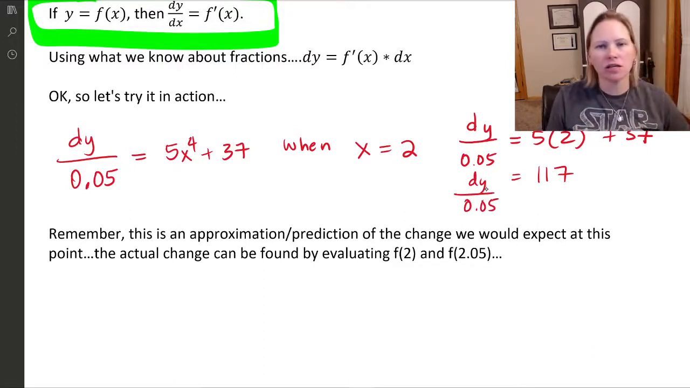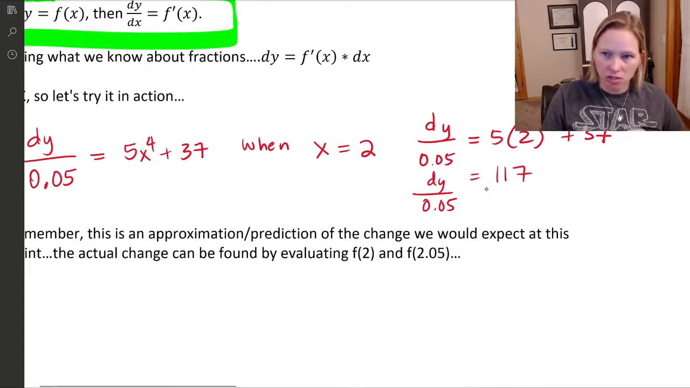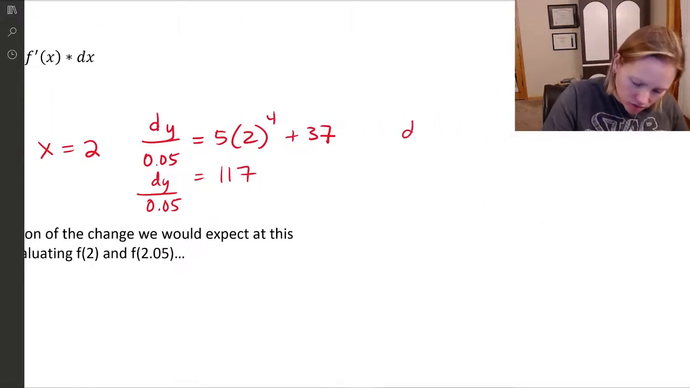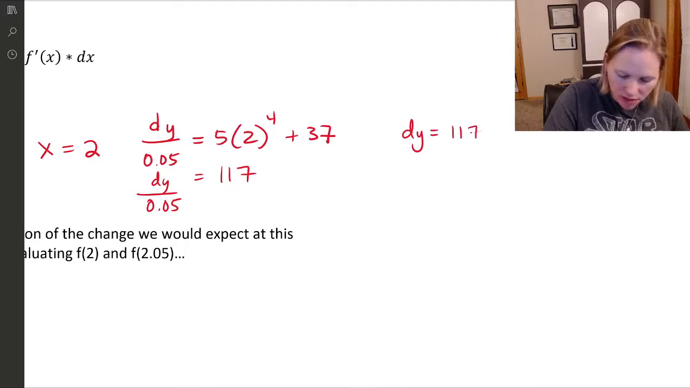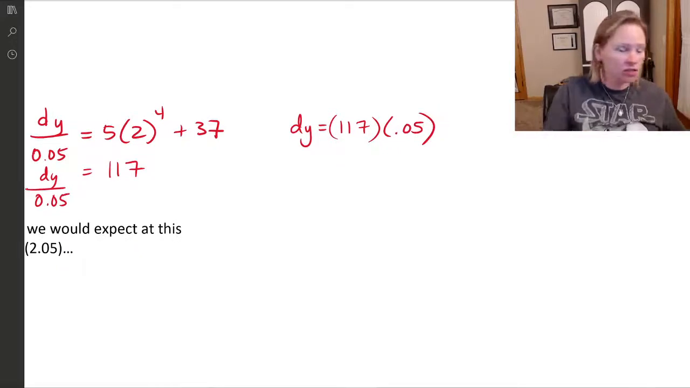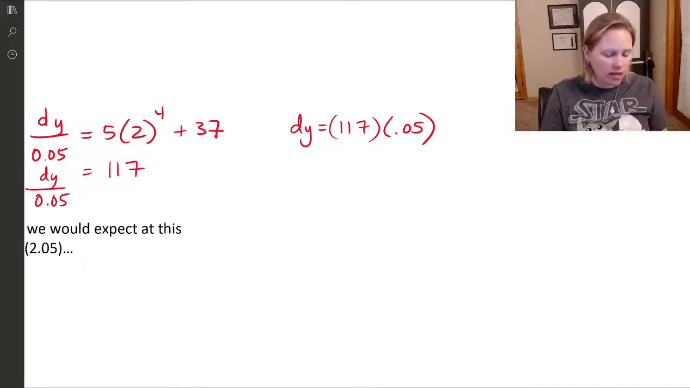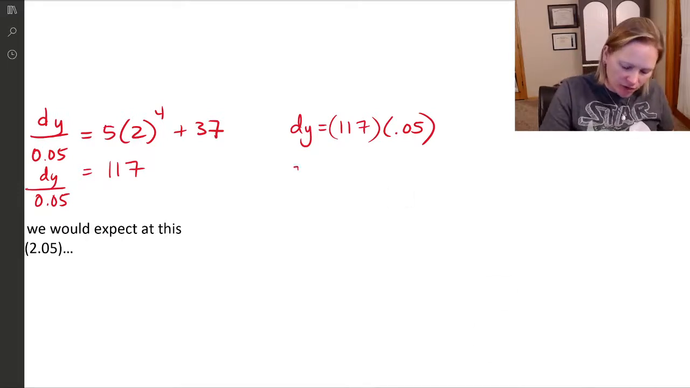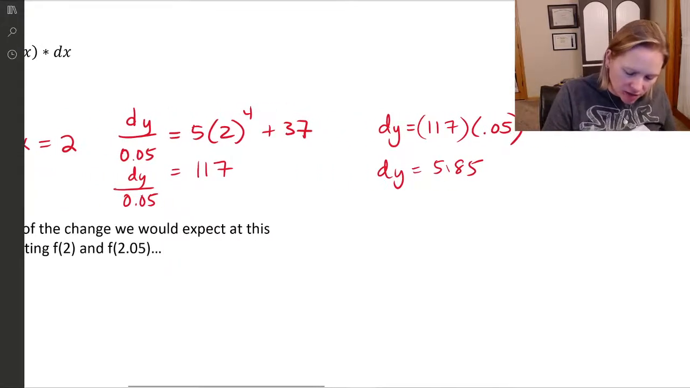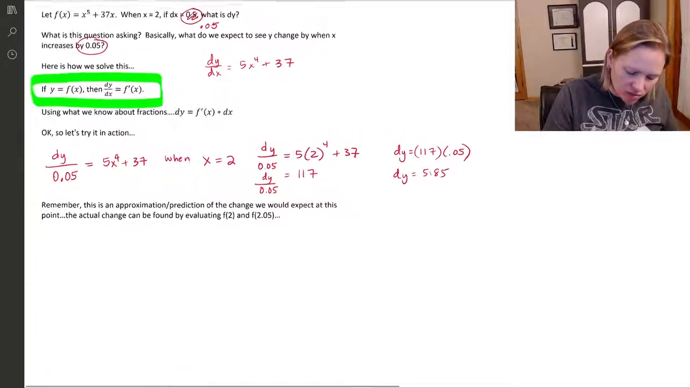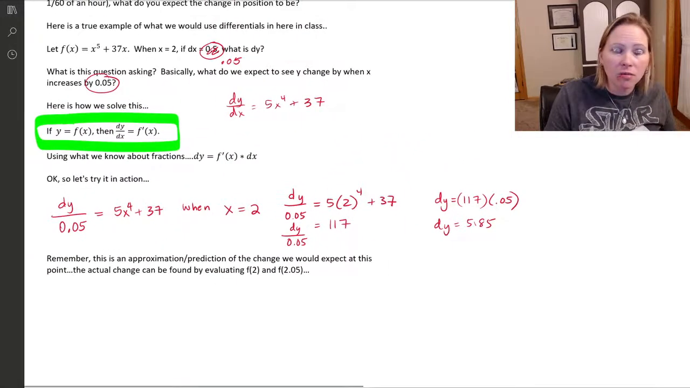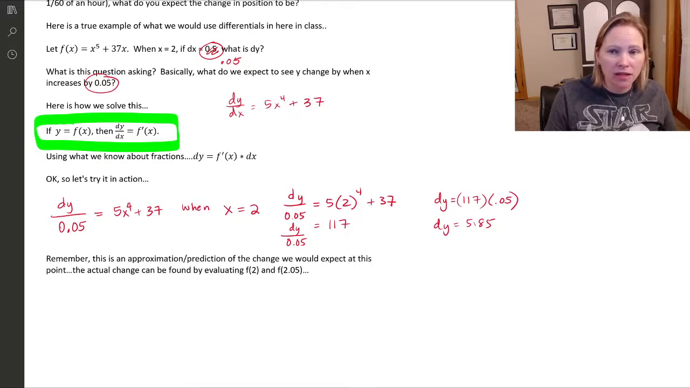We want to know what dy is, so solve for dy. dy equals 117 times 0.05. This is the point when we would pull out our calculator and get the decimal value, 5.85. So if we increase x by 0.05, then we expect y to go up by 5.85.